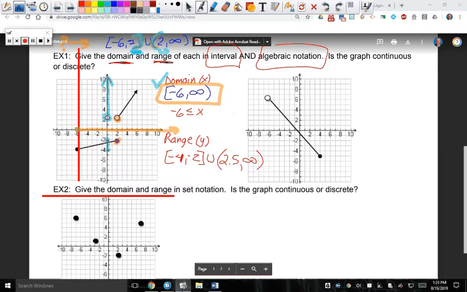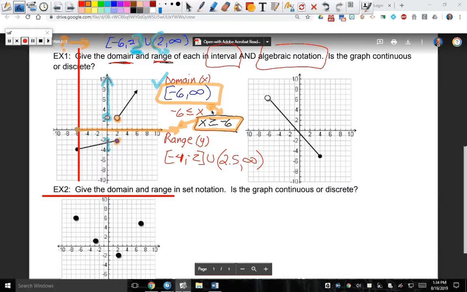You could say -6 is less than or equal to x. Or you could say x's that are greater than or equal to -6. To me, I prefer that because it's showing you what I have here highlighted in orange right here. X's that are greater than or equal to -6. Remember, these two things mean the same. -6 is less than or equal to x is the same as x is greater than or equal to -6.